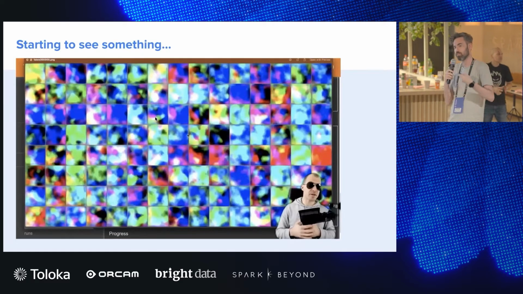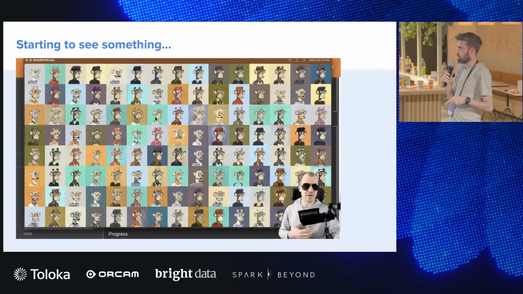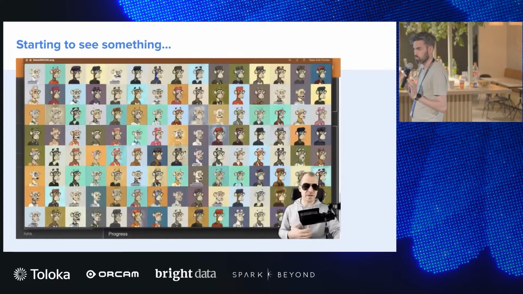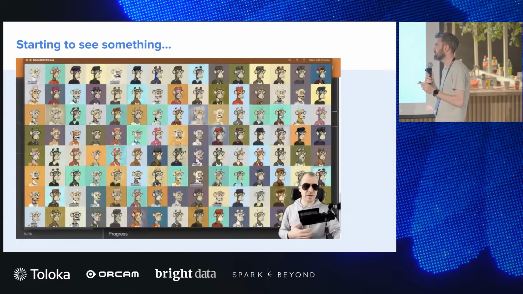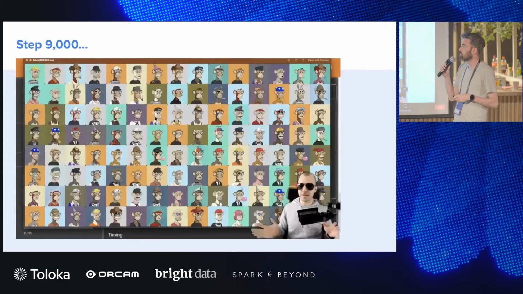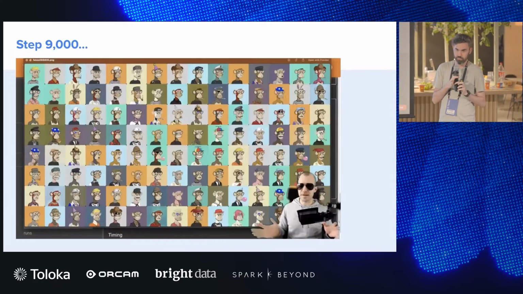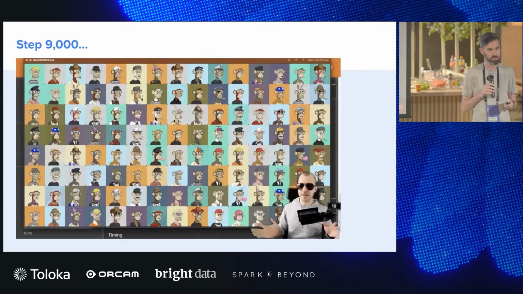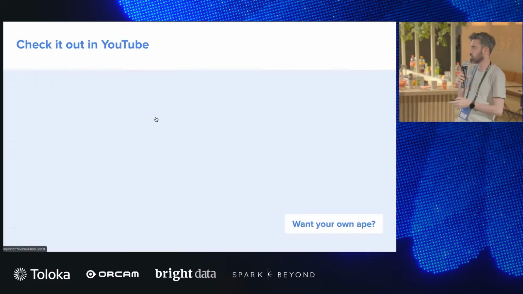So we keep training it more and more. After a few steps, he got this. So you're starting to see monkeys. It's not really a good one, but still you're starting to see something. And after he went to step 9,000, we are starting to see real monkeys here. I guess that our presentation will be sent later on. So if you have some time, first look at the video.